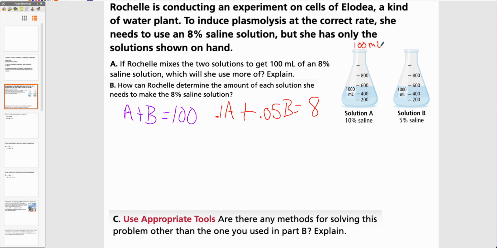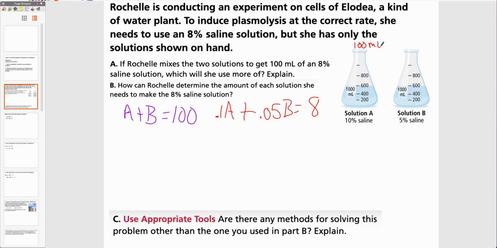Okay, and then if this one was 100 milliliters, how much would it be? 5. There'd be 5 milliliters of saline and there'd be 95 milliliters of water. Does that make sense? Okay, so we're making 100 milliliters and we want it to be 8%. So how much total saline do we need to get out of this? 8 milliliters. We need 8 milliliters. Okay, so we need that number to be 8 using 10% of this and 5% of that. Okay, so this is gonna work. That all makes sense to me.